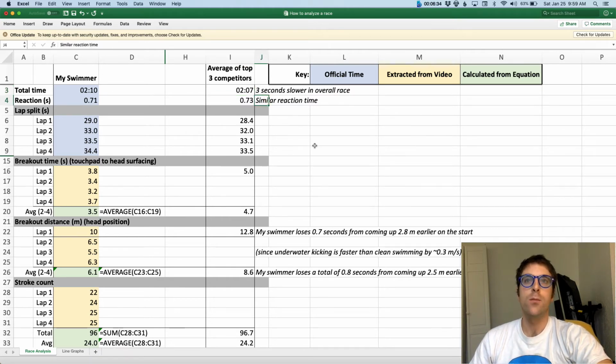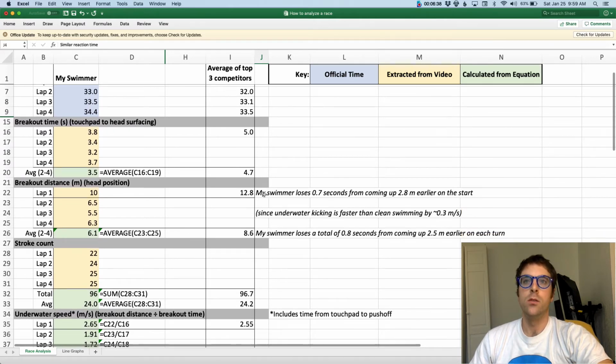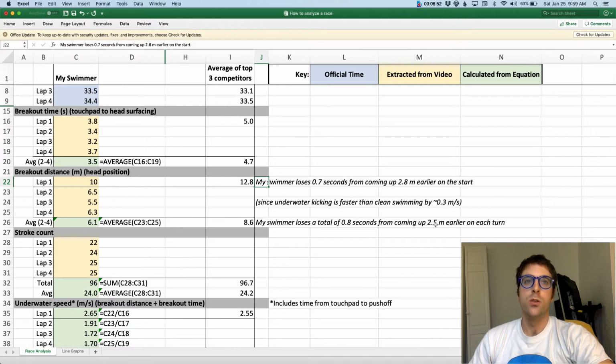So her reaction time was about the same, so not too much of a difference there. But when you get into the underwaters, you can see that she was breaking out about 2.8 meters earlier on the start. So that's a loss right there of about 0.7 seconds. And she was also breaking out about 2.5 meters earlier during each turn, which equates to about 0.8 seconds lost over the course of 3 turns. And that's just because, again, clean swimming is slower than underwater kicking.